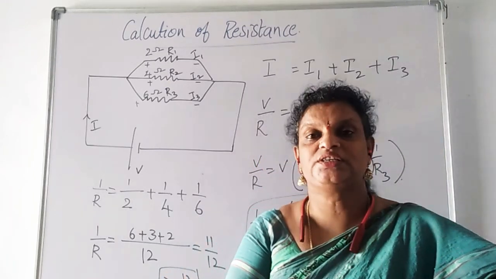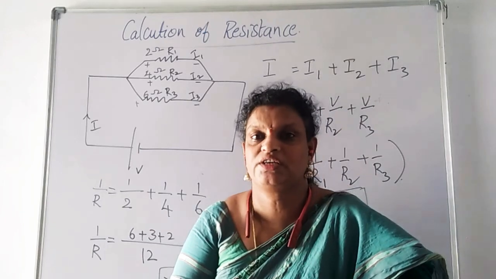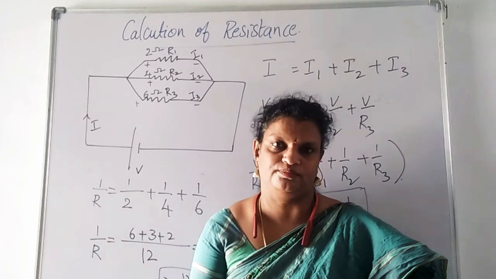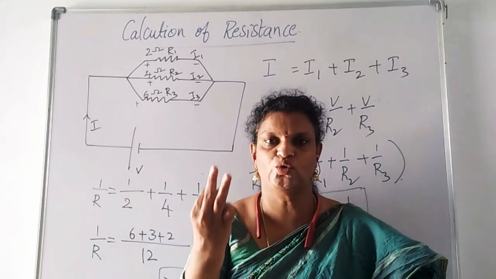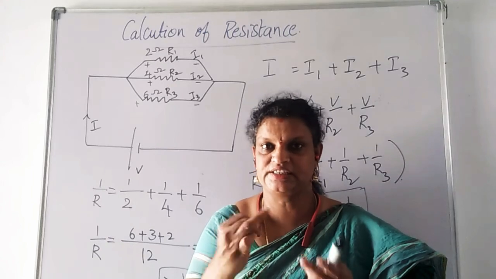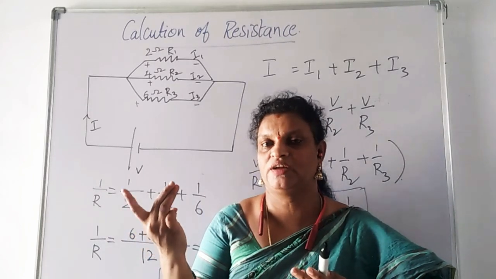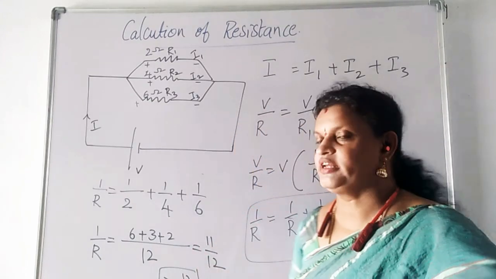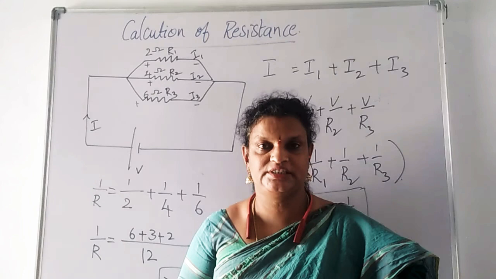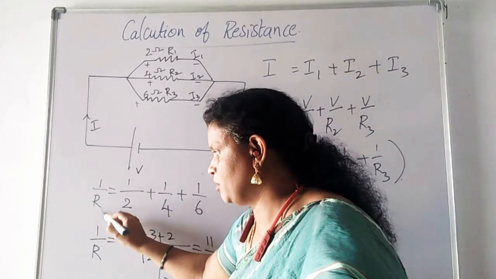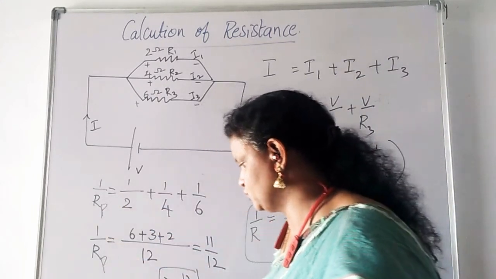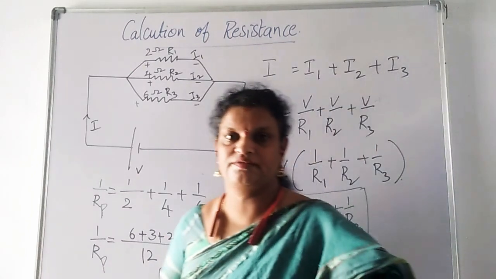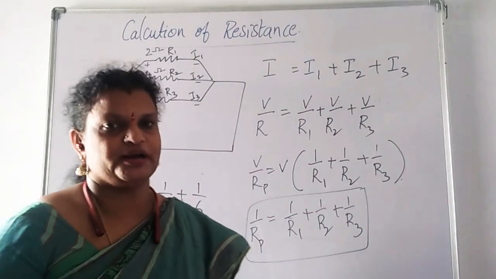But if the same resistors are connected in series, the effective resistance will be greater than the greatest value. Of the three resistors we have taken, 2, 4, 6, the greatest value is 6, but what we got finally is an effective resistance of 12 ohms. We can remember that. So like this, you can calculate the effective resistance of resistors connected in parallel. To remember easily, we can write Rp, so that we remember this is the resistance of the resistors connected in parallel.